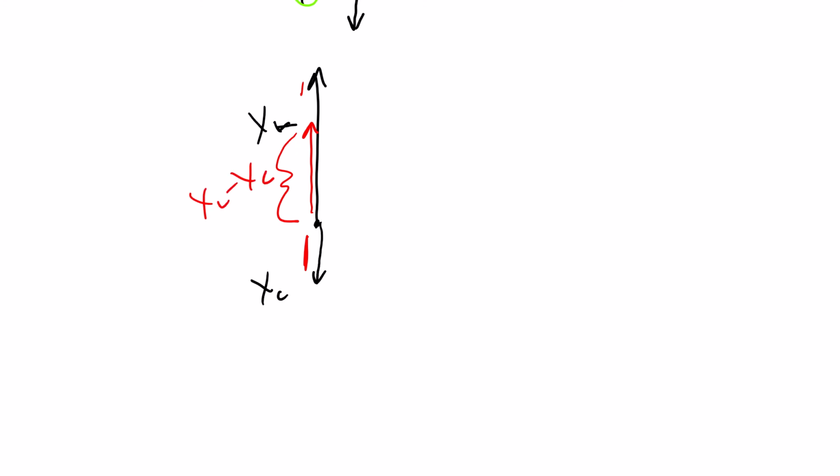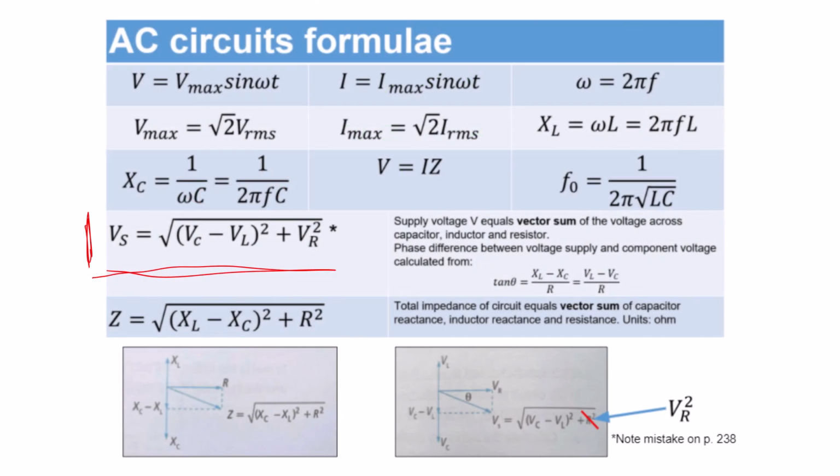Similarly, if our inductive reactance is bigger than our capacitive reactance, then subtract this from this and we will end up with this amount here, which is then XL minus XC. And if we have our resistance here, again our resultant will be this here. This will be our impedance Z, which brings us back to our equations here.